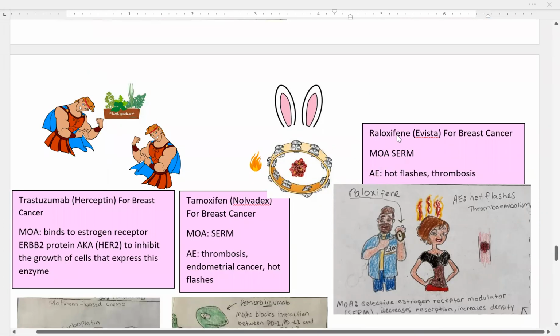And then you have raloxifene. And again, this is a drawing that I had drawn previously. I thought raloxifene sounded like Rolex. So here's this dude. He's got a really nice Rolex watch, and he's trying to hit on this girl. Again, it's a SERM. Oh, it was right there. I could have just read it. And then adverse effects are hot flashes. So she's got heat coming off of her, and then thromboembolism.